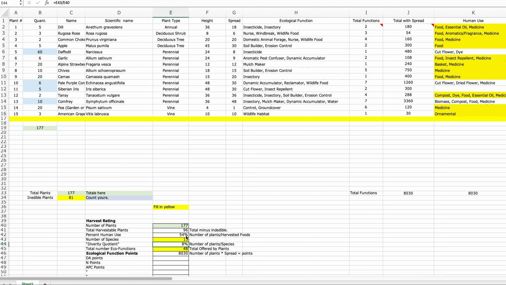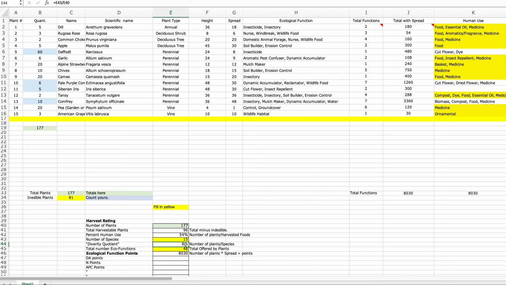The human uses, basically then 54% of the plants have a human use. They have some kind of harvest, so that's the calculation in the next line. The number of species are 15. 15 different species of plants going in here, and then we have 8%, which is the number of plants divided by the number of species. So 8% is really, we have an 8% diversity quotient, very simplistic and rudimentary calculation there. Based on the number of plants, we have an 8% diversity.